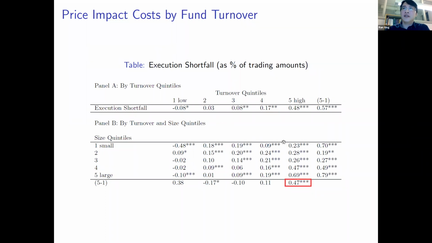Yeah, I think because what we show is that high turnover funds follow momentum strategy. So for high turnover funds, they have positive execution shortfall. But for low turnover funds, they are following value strategy most of the time. Sorry, I misunderstood. Okay, yeah.